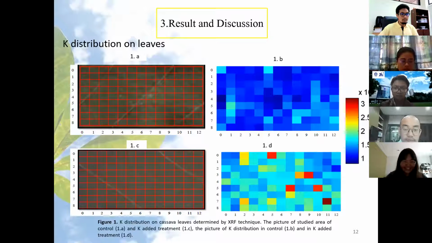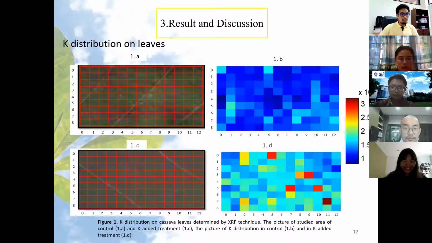In the potassium add treatment, figure 1D, the total count of potassium was consistently higher than in the control treatment. However, in both treatments, the variation of potassium content did not relate to leaf position and leaf vein. Compare 1B and 1A, 1B and 1C.